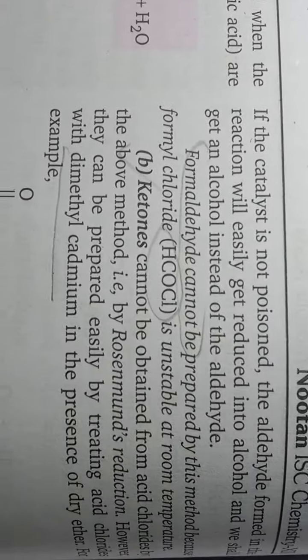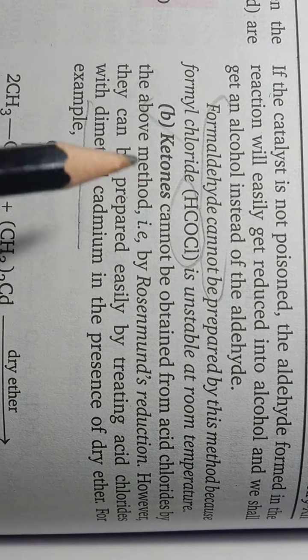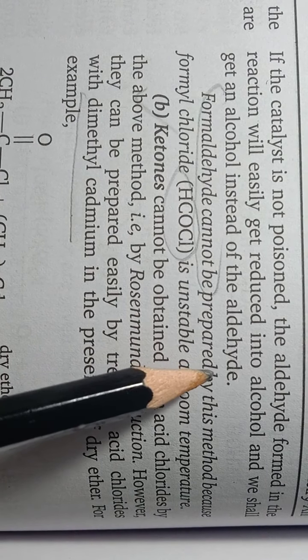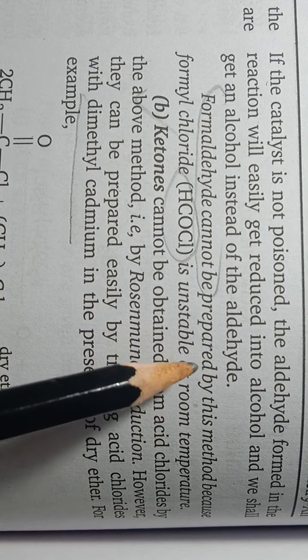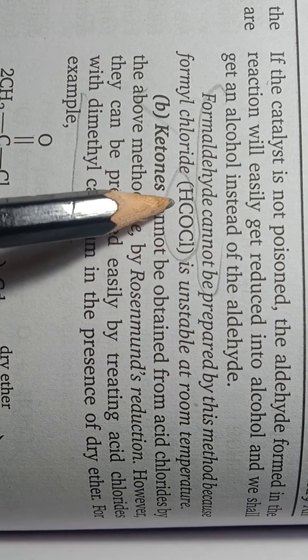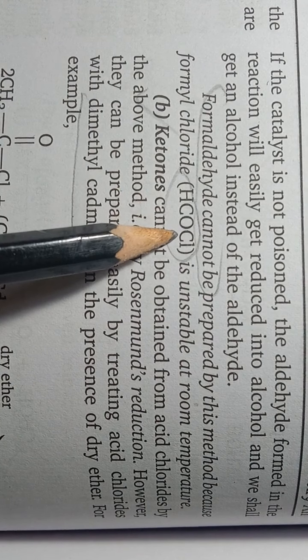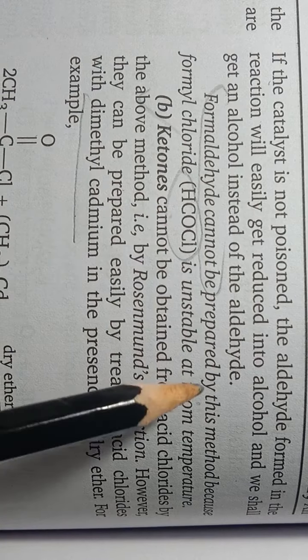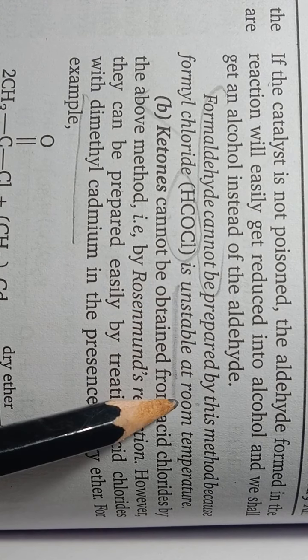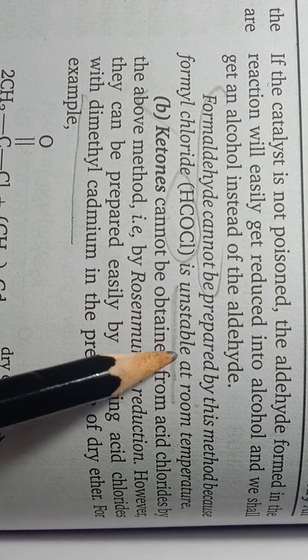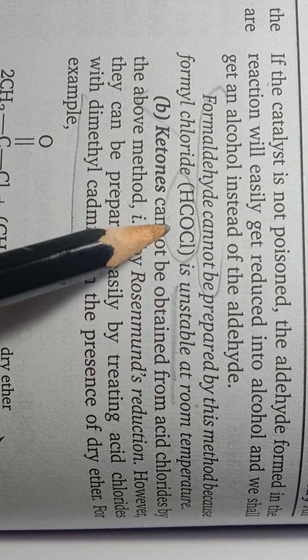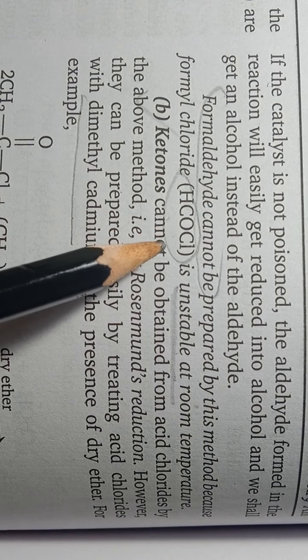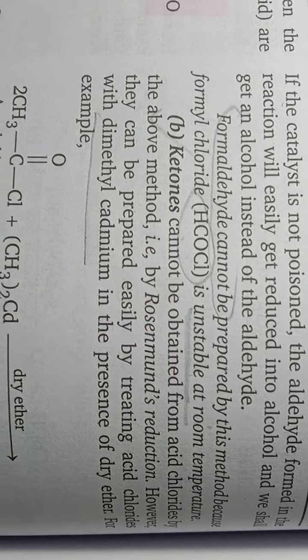Now Rosenmund reduction cannot be used for the preparation of methanal, because for the preparation of methanal we have to use formyl chloride, and this formyl chloride is unstable at room temperature. So under Rosenmund's reduction we cannot prepare formaldehyde with the use of formyl chloride.